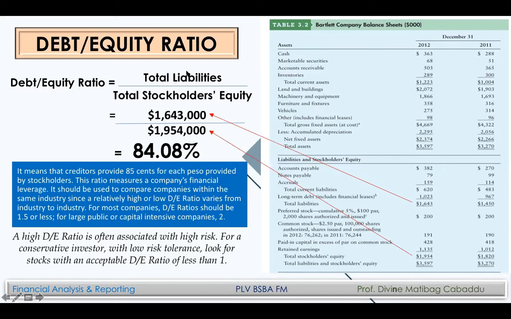Okay, syempre, pag mas malaki yung liabilities kesa sa equity, that means to say, mas malaki yung pera na ipinapasok ng mga creditors sa company instead of doon sa mismong equity or from the owners. Okay, so for a conservative investor with low risk tolerance, mas bagay sa kanya yung mga companies na merong debt equity ratio of less than 1.